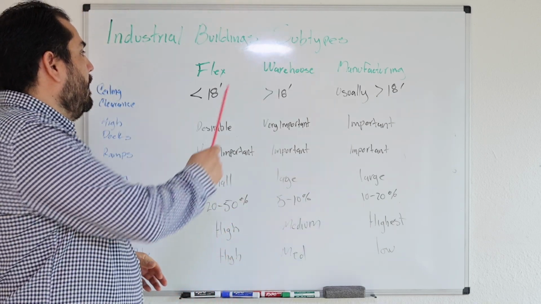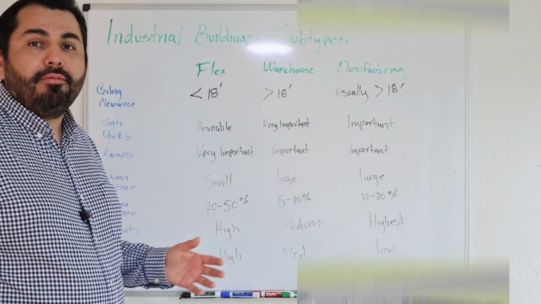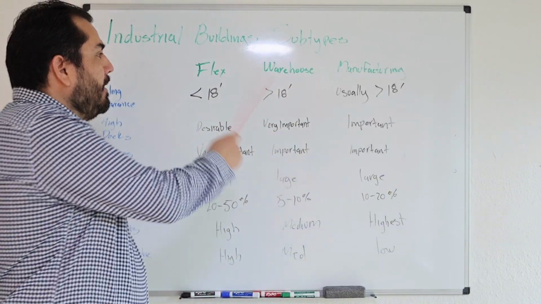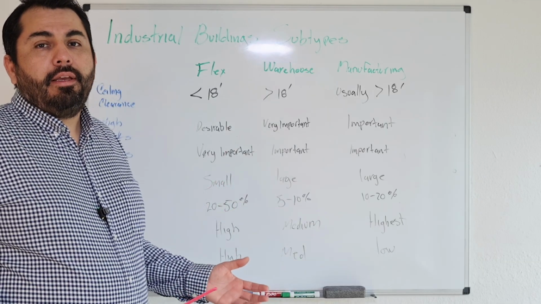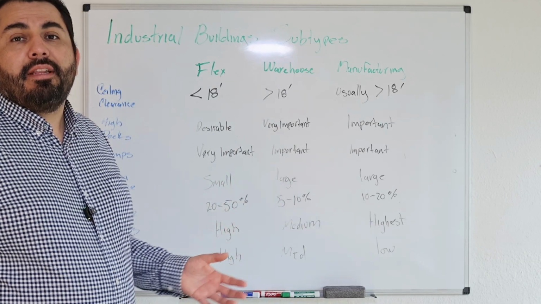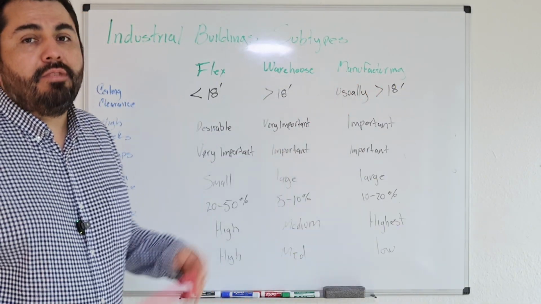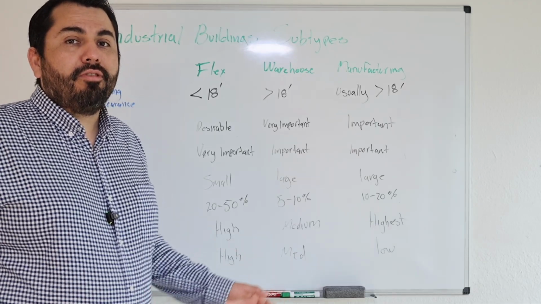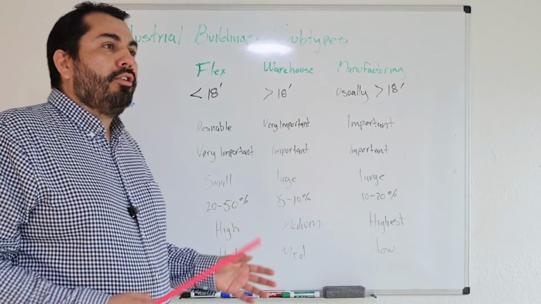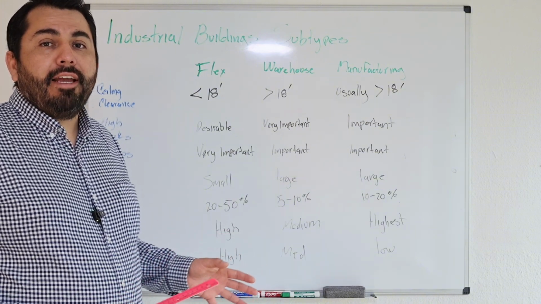And the warehouse is more for big or medium-sized companies, like Amazon, like e-commerce companies. And finally, the manufacturing is for big companies, big industrial companies, that are going to make some kind of product there.